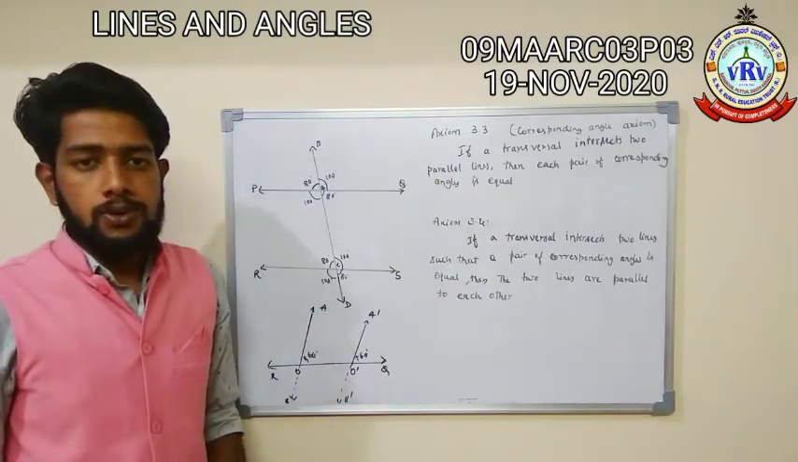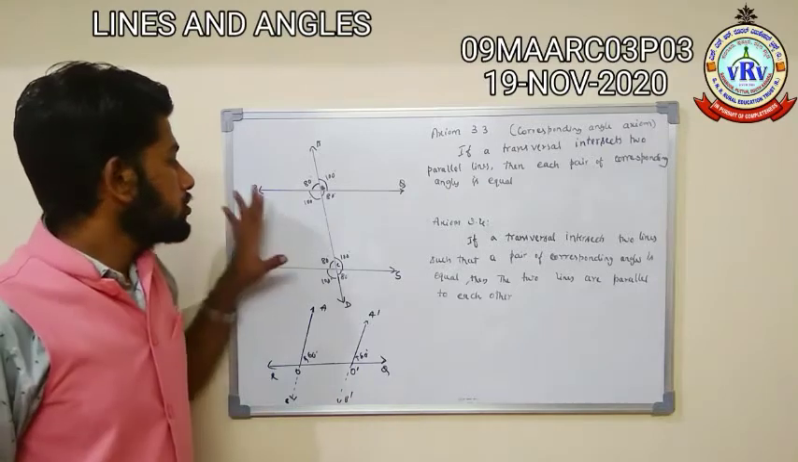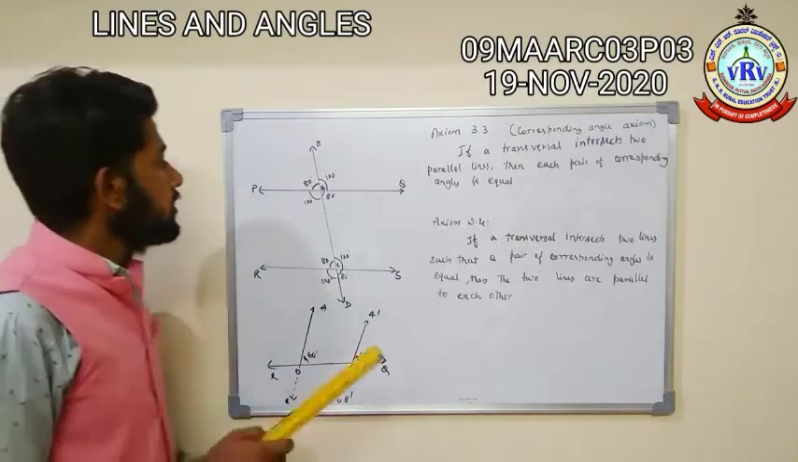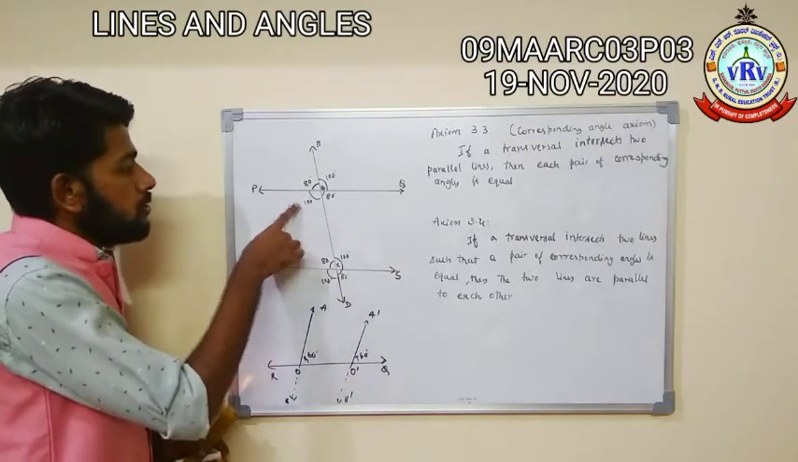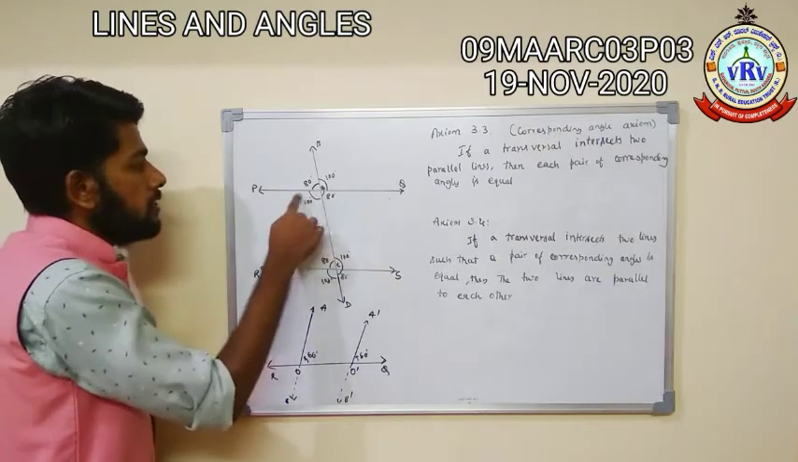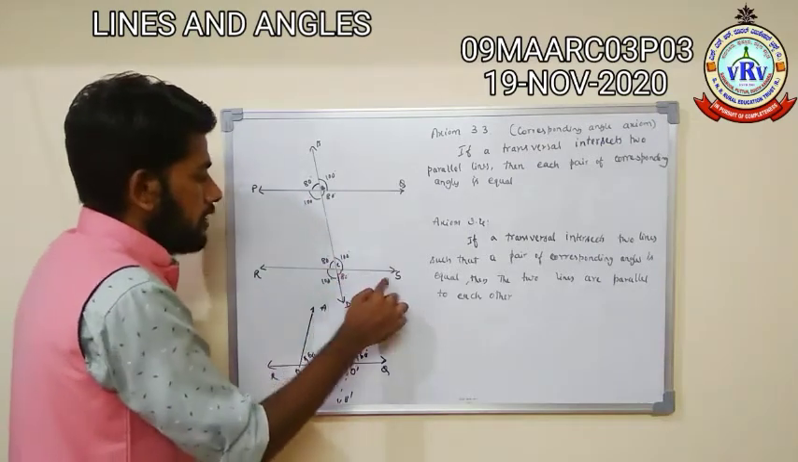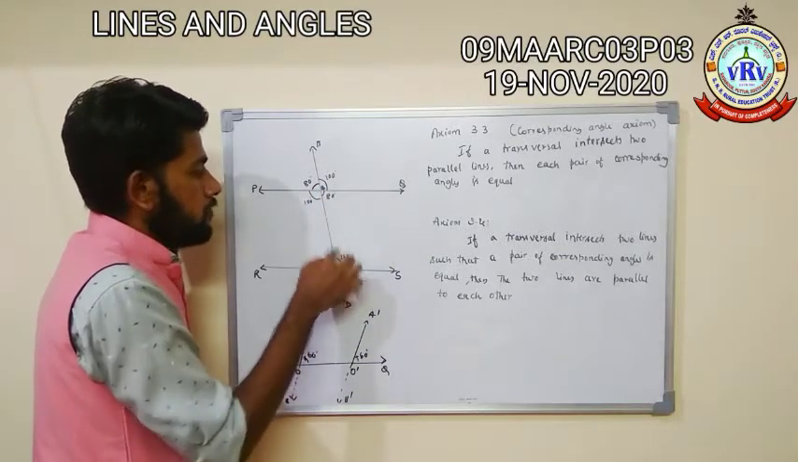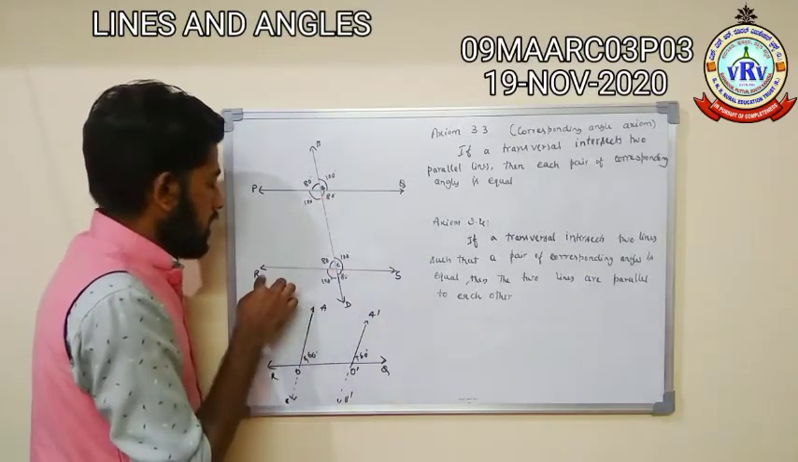Using the corresponding angle axioms, axiom number 3.4 and 3.3 in your textbook. Next, we will see how, using this axiom, we will try to prove some theorems. Like here, you can observe PBC is 100 and BCS is also equal to 100. QBC is equal to 80. BCR is equal to 80.